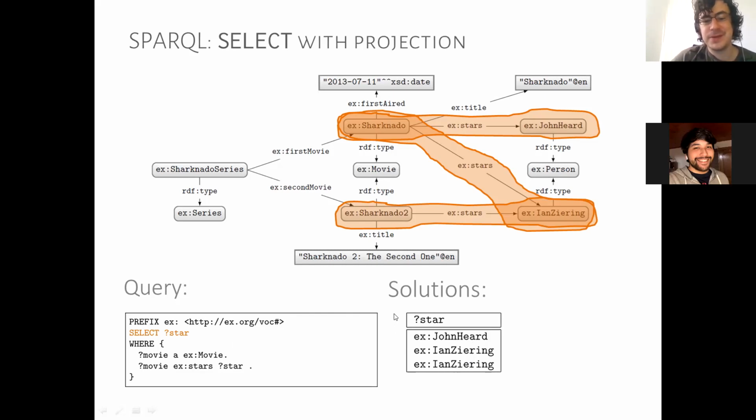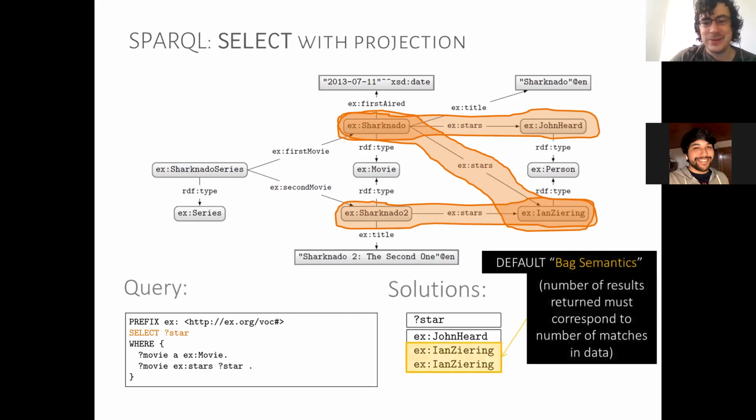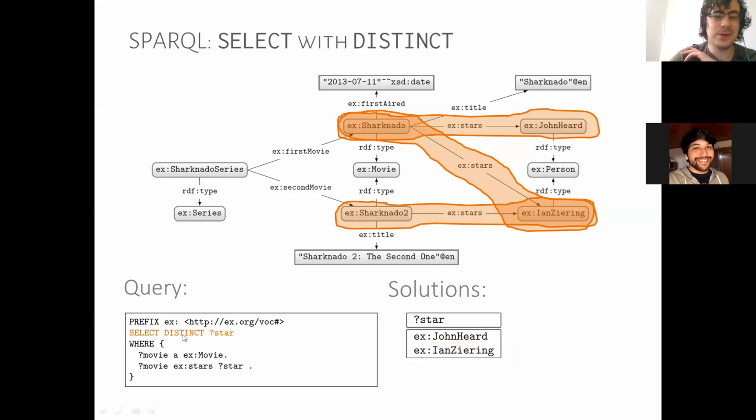If we wanted to get rid of those, by default, we apply what's called bag semantics. So the number of results must correspond to the number of matches in the data. And we get inserting twice because inserting is involved in one solution here and another solution here, right? So since he appears in two different solutions, he's returned twice here. If we wanted to remove duplicates, we can apply the distinct keyword, same as in SQL. And this will just return the inserting once. So we get rid of all the duplicate solutions for the variables that are returned.